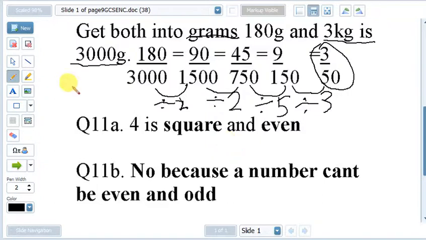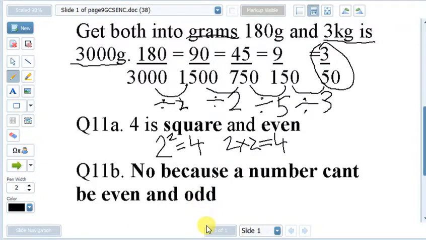Now, square numbers are when you times the number by itself. So 1 times 1 is 1, so 1 is a square number. 2 times 2 is 4, so 4 is a square number. 3 times 3 is 9, so 9 is a square number, and so on. So 5 times 5, 25, 25 is a square number.